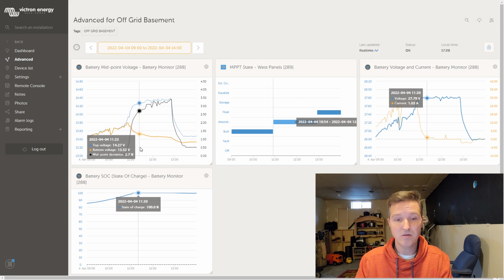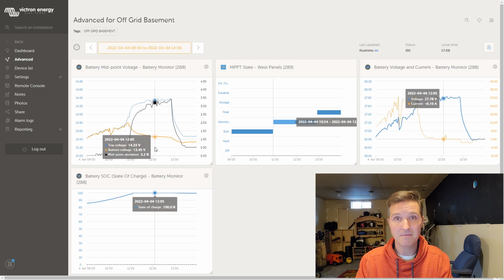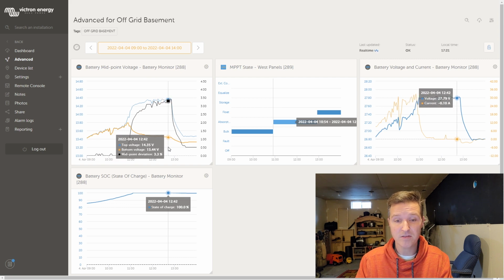And then it goes all the way and it goes for 2 hours. My absorption time is set for 2 hours. So what happens is at 2 hours, you can see right here, one of my batteries is at 14.34 volts and the other battery is at 13.45. And that is not good. That is way out of balance.